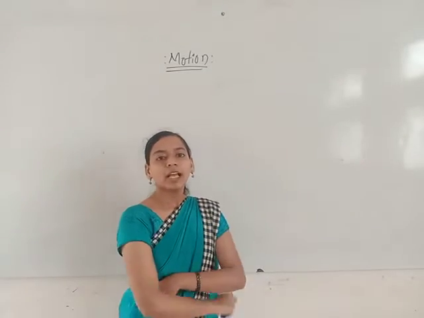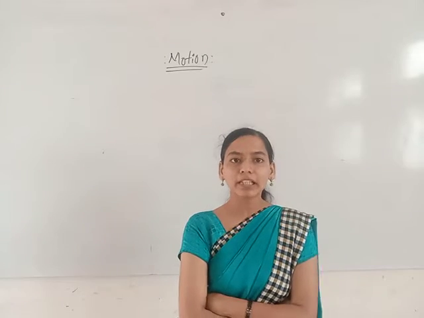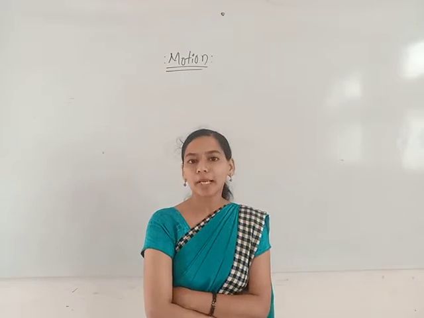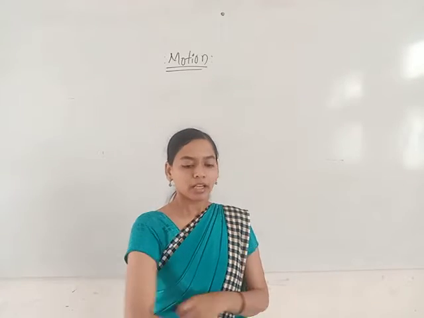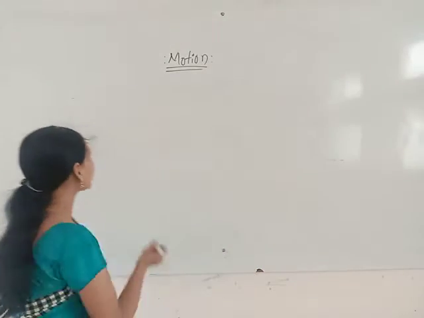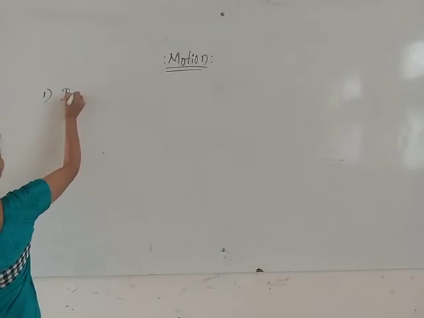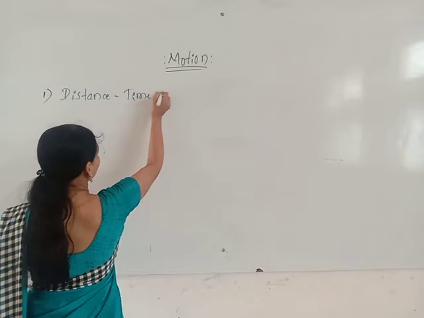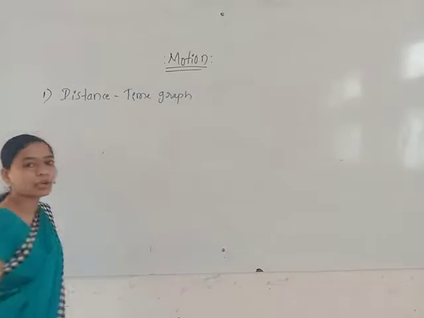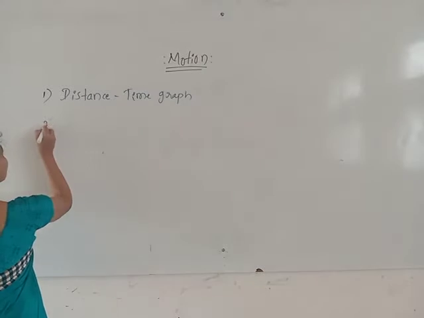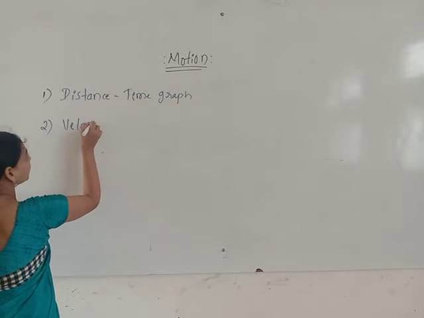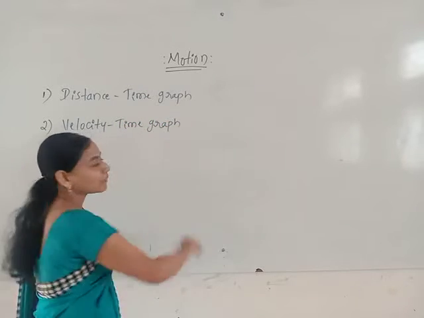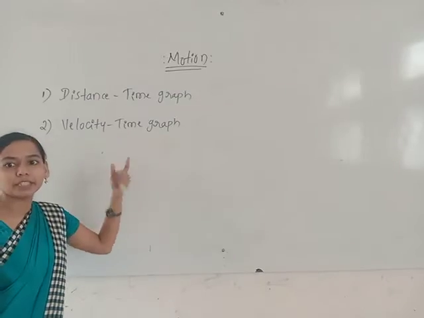Okay, good morning students. In last class we were discussing the graphical representation of motion. In graphical representation of motion, we went through two types of graphs. So what are those graphs? The first one is the distance time graph. We can call it a DT graph also. And the second one is the velocity time graph. We can say it as a VT graph also.